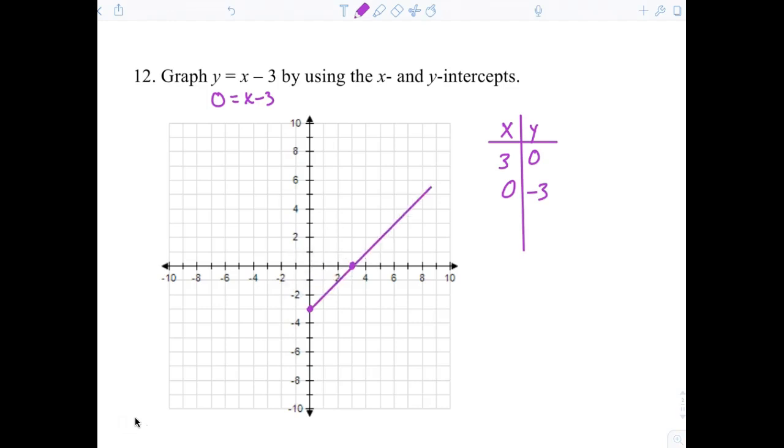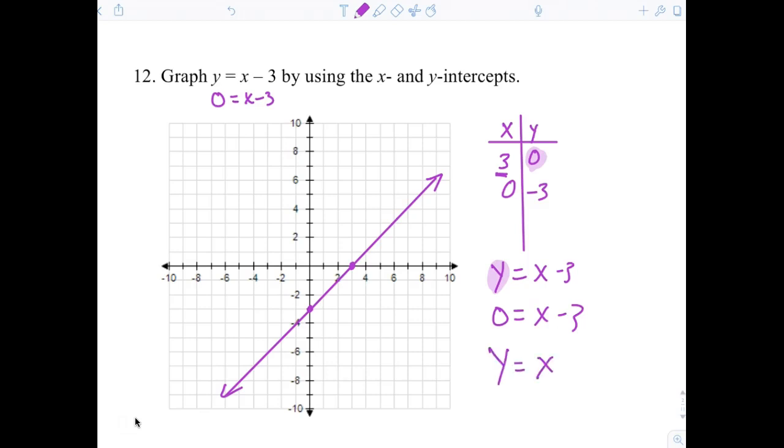And now? Everybody good? I'm confused at how I got 3. You mean how did I get 3? I plugged 0 in for y. So my equation is y equals x minus 3. I plug 0 in for y: 0 equals x minus 3. And now I do what? Add 3 to both sides. Now what? Y equals x minus 3. I plug what this time? 0 in for x. There you go.